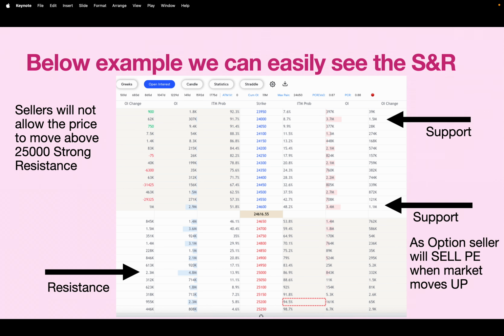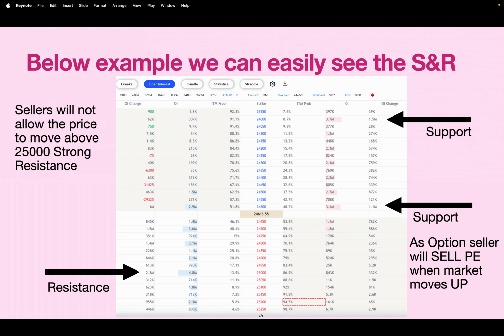So the arrow, you can see it over here. 24,000 will be acting as a strong support to buy any position. When a particular strike price goes up from 24,000 to 24,250, 350, then the option seller tries to sell that particular quantity in PE. So that's the reason 24,000 is a strong support over there.